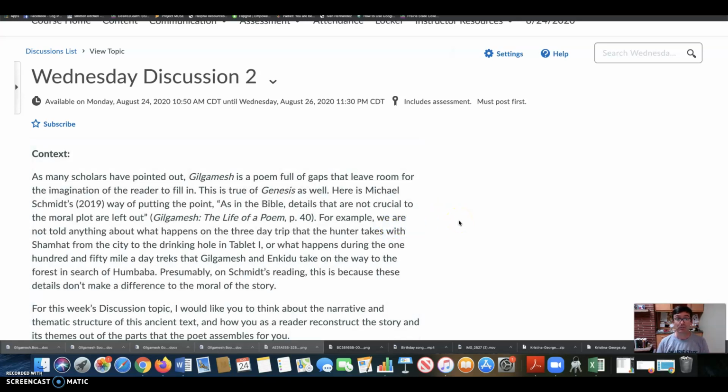As many scholars have pointed out, Gilgamesh is a poem full of gaps. Now, some of those gaps are a result of the fact that we found these clay tablets buried in the ground and they were damaged and we simply don't have the original text. But also, the way the poem was written by the poets going back thousands of years, they don't give you all the details. So it's a poem full of gaps that leave room for the imagination of the reader to fill in.